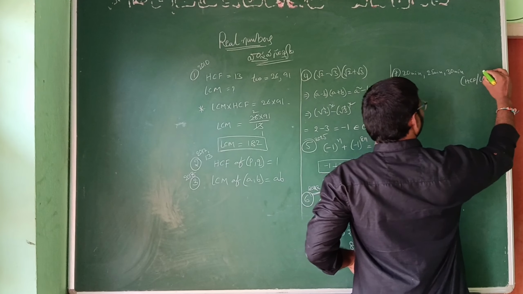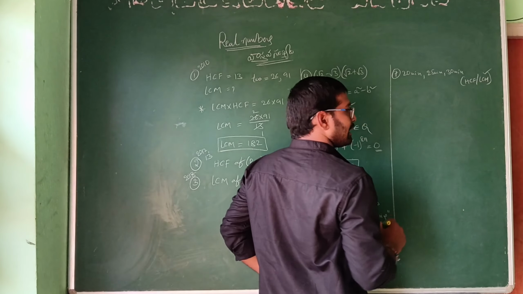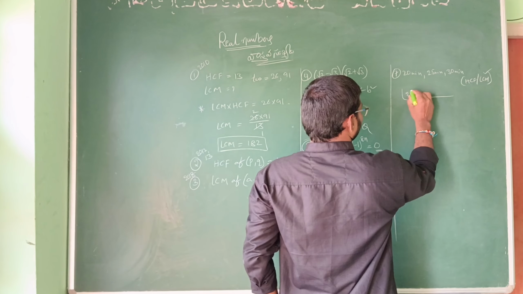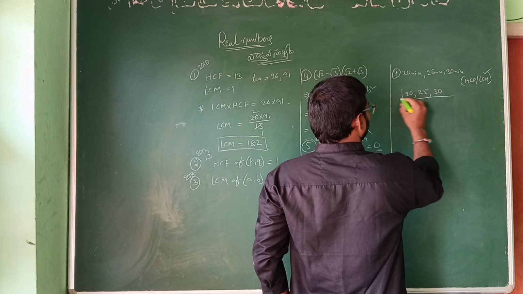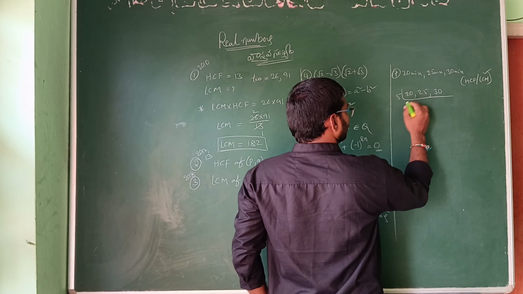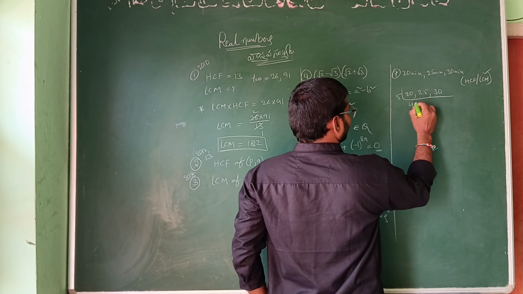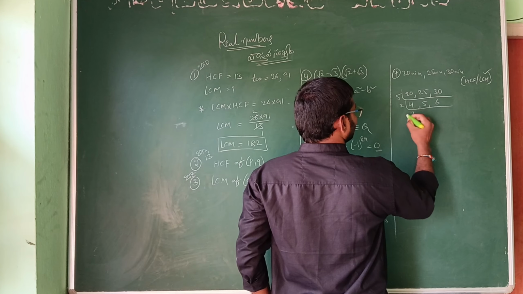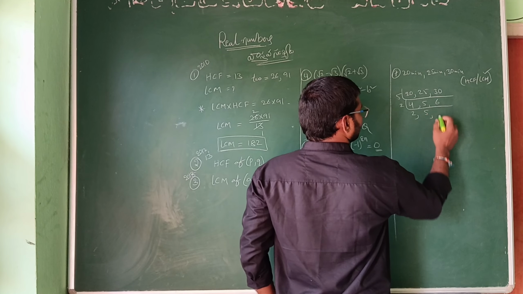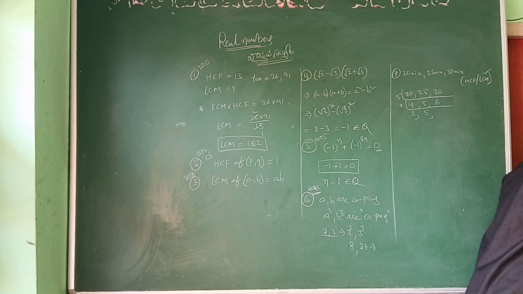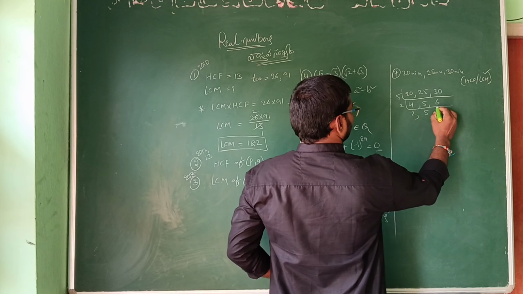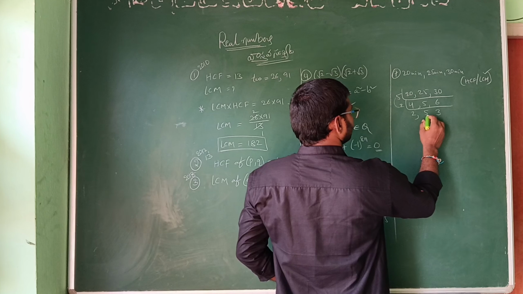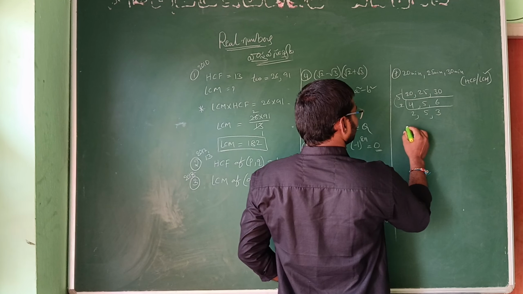You should take only LCM. You can use this method also, because this is for bits only. Take the 5 table: 4 fives are 20, 5 fives are 25, 6 fives are 30. Again, taking the 2 table: 3 twos are 6, 5 twos are 10, 10 twos are 20, 25, 100, 100 into 3 is 300.